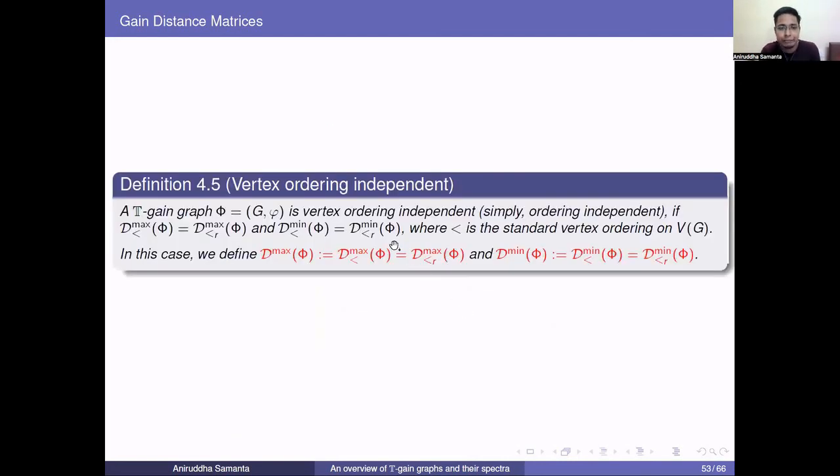So here we are defining a vertex ordering independent T-gain graph. If D max is the same with respect to the standard vertex ordering and the reverse vertex ordering, and D min is the same with respect to the standard vertex ordering and the reverse vertex ordering, then in that case their equal matrices are denoted by D max phi and D min phi.